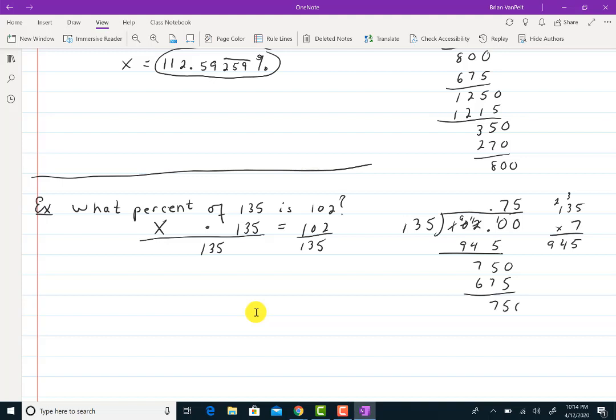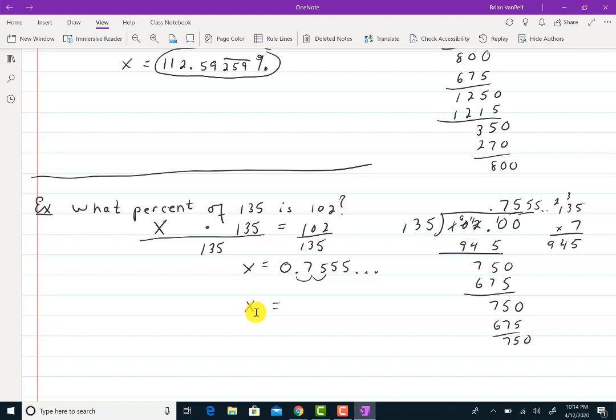So, oh, look at this. Now we're going to get in the same situation here. I'll have to do the 5 again, 675, 7. So these 750s keep coming down. So that means we're going to get x is equal to 0.7555 forever. Change it to a percent, so we'll have to move this decimal to the right 2 places.